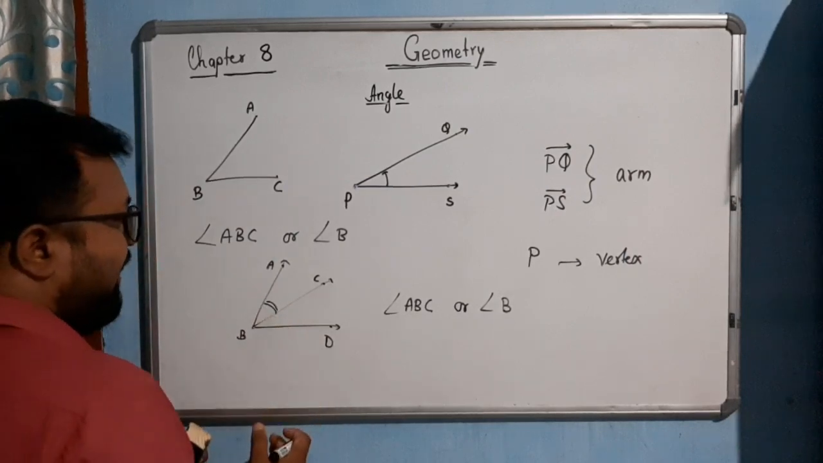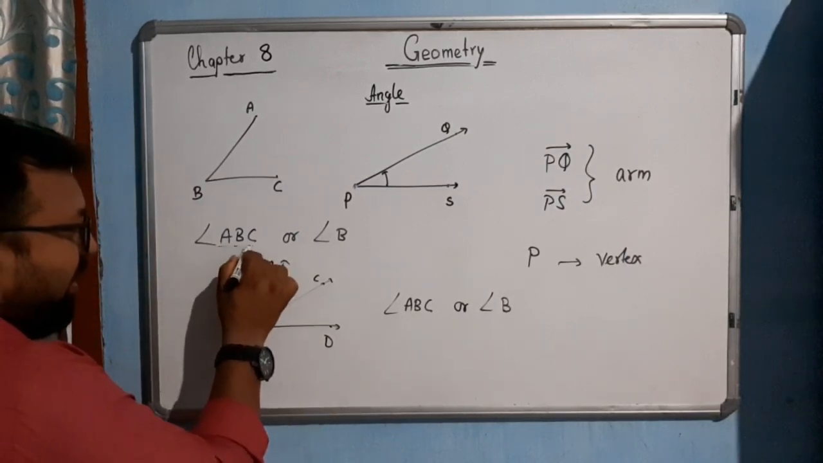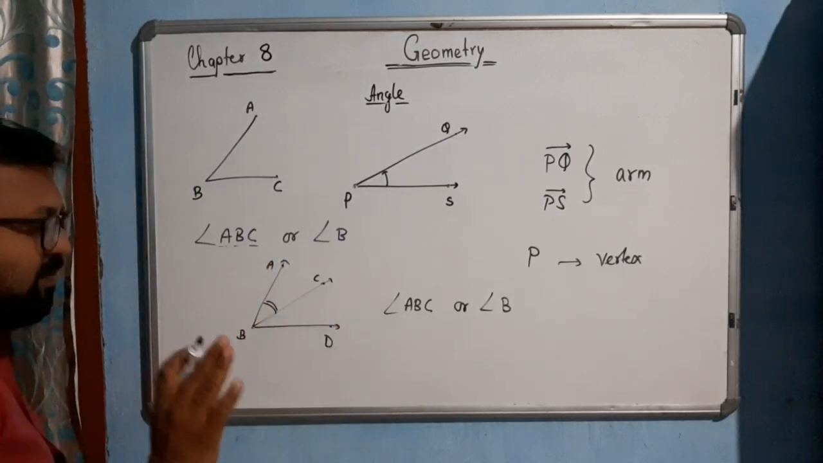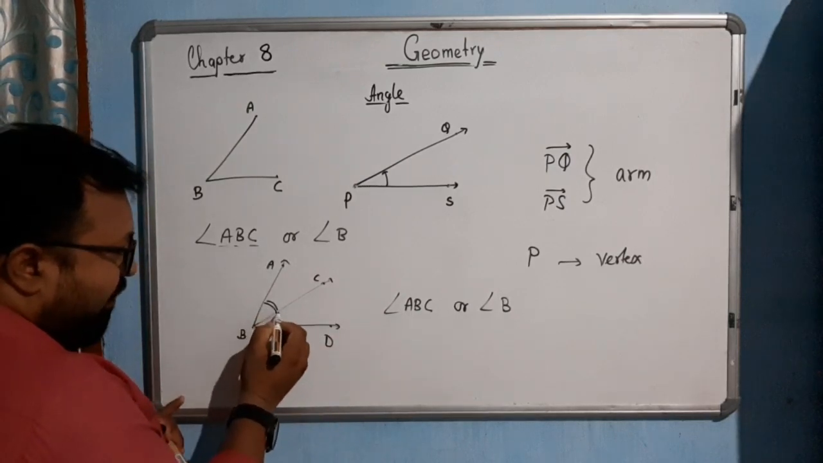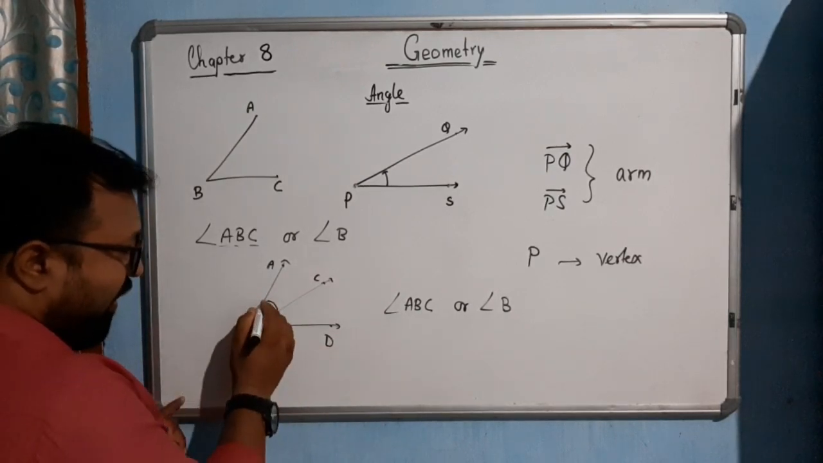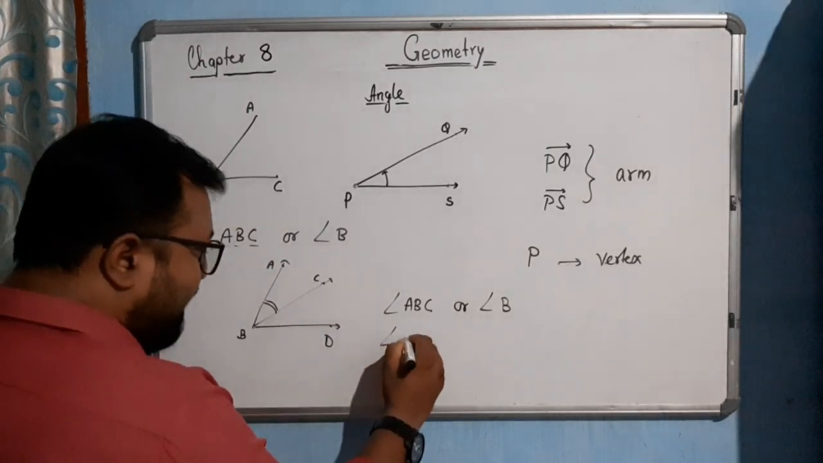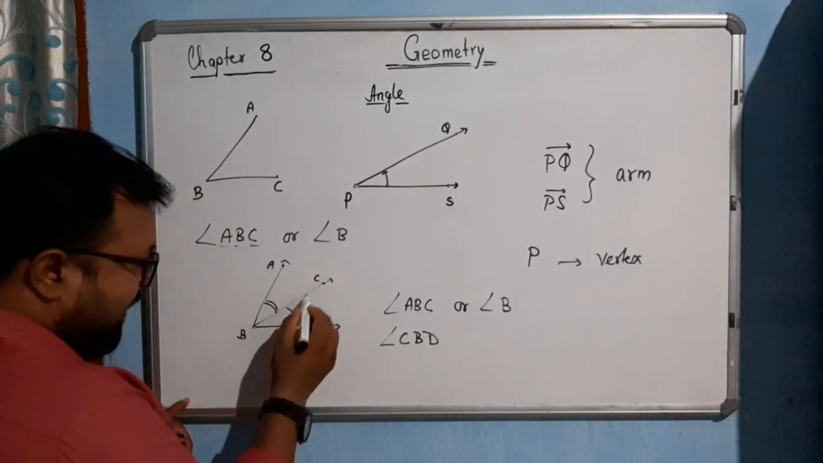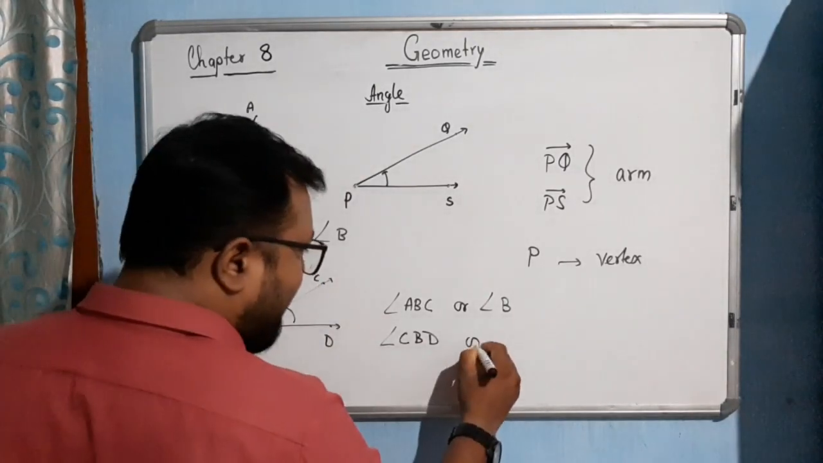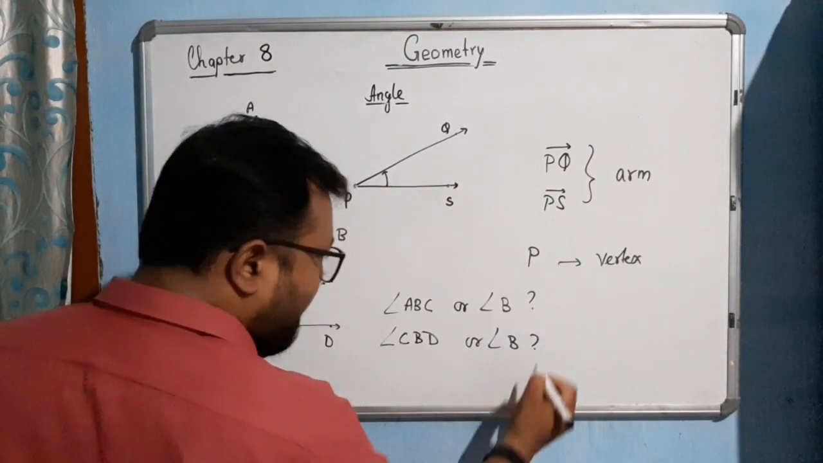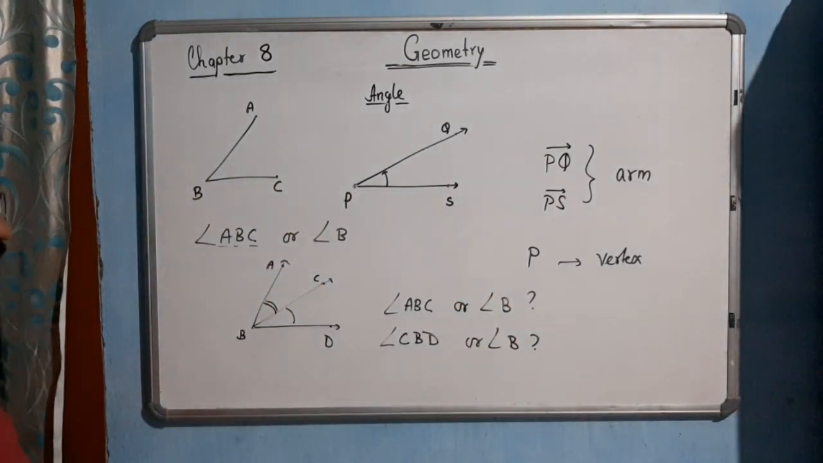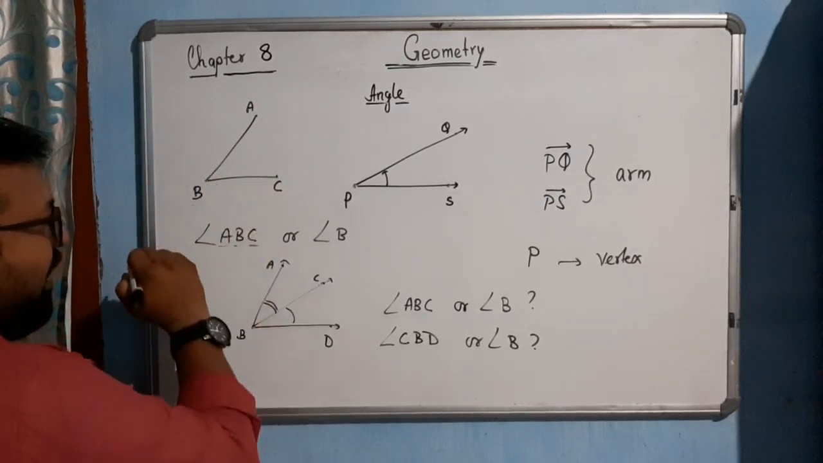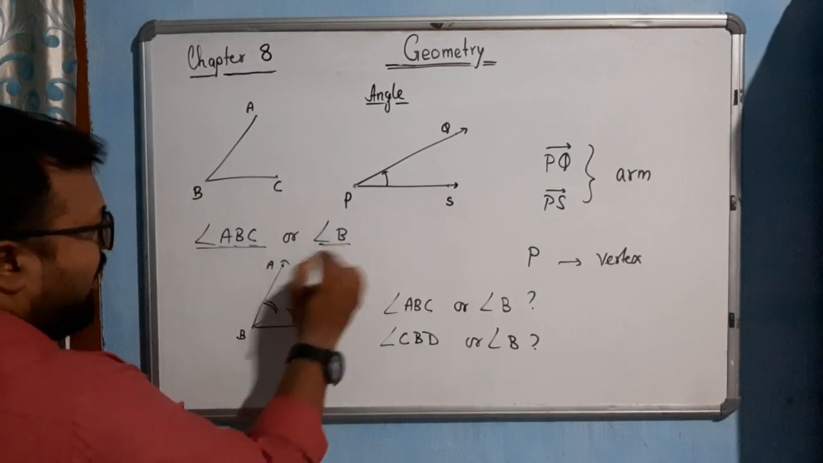So in that case we have to use the three-letter name of the angle, so that it specifically identifies which angle we are talking about. If I write angle CBD, it will be this angle CBD. But if I write angle B, it will be confusing. That's why I'm giving a question mark. Only when there is one angle on a vertex can you write either angle ABC or angle B. It will be easy.